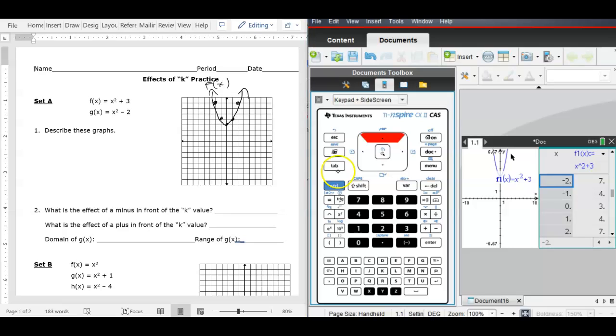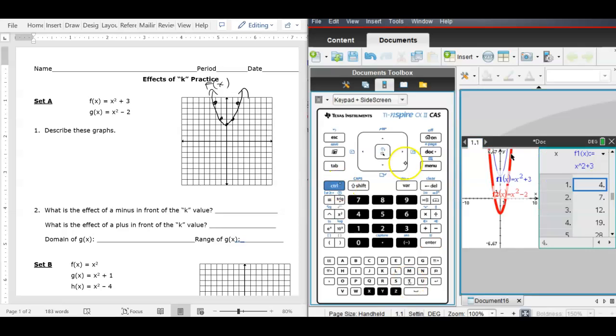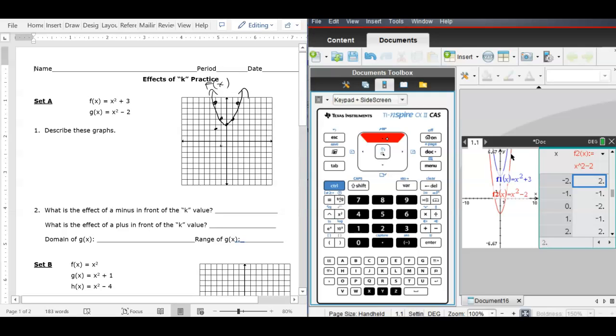Now g of x, if we hit tab, Control T, sorry, tab, and then x squared minus 2 goes below. Control T, look at the right one. Negative 2, 2; negative 1, negative 1; 0, negative 2; 1, negative 1; 2, 2. All right. That's supposed to be more rounded, but that's g of x.